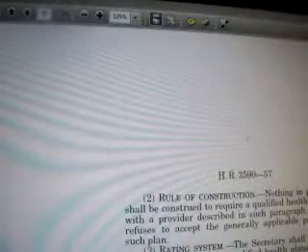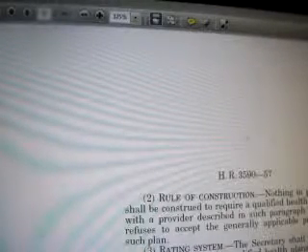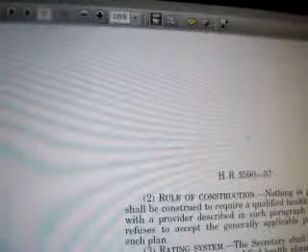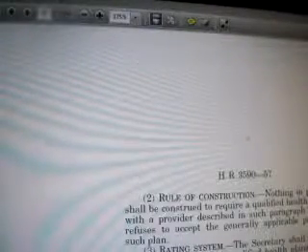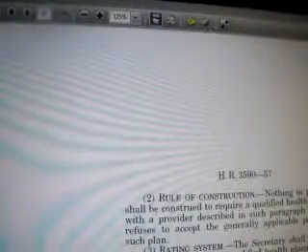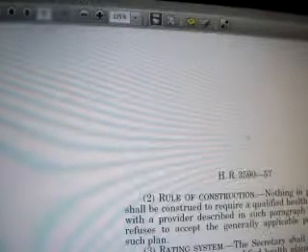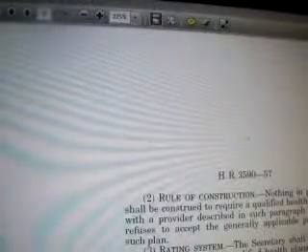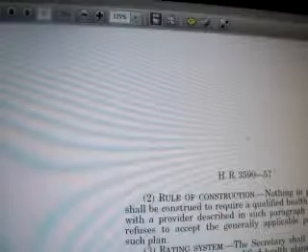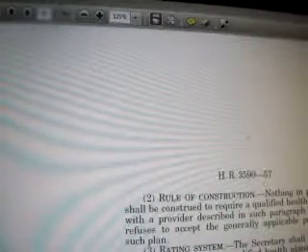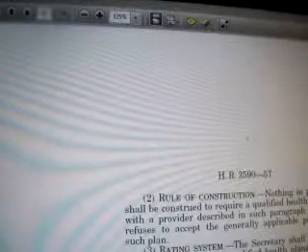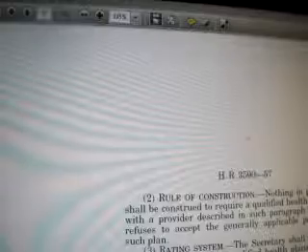So a qualified health plan doesn't have to form a contract with a provider if the provider refuses to accept the generally acceptable payment rates of such plan. Okay? I guess the best way to translate this is if you have health insurance and the doctor or hospital refuses to accept the payment rates of the healthcare plan, then the healthcare plan does not have to contract with that caregiver.